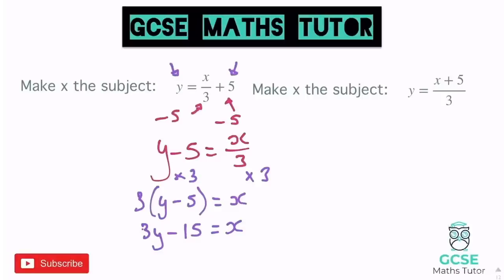Now looking at this one on the right, it's slightly different because we don't have the option of getting rid of this 5 on the starting process here, because it's locked in by this divide by 3 on the bottom. So the first thing I'm going to have to do is times by 3 to remove this fraction to unlock what's on top there. And if we times by 3, we get 3y equals, and what's on the top is x plus 5.